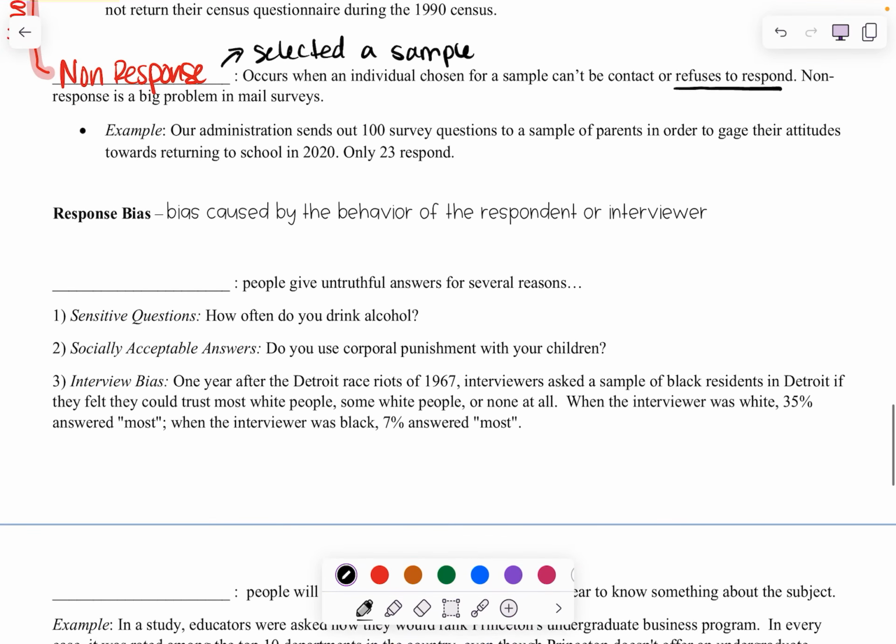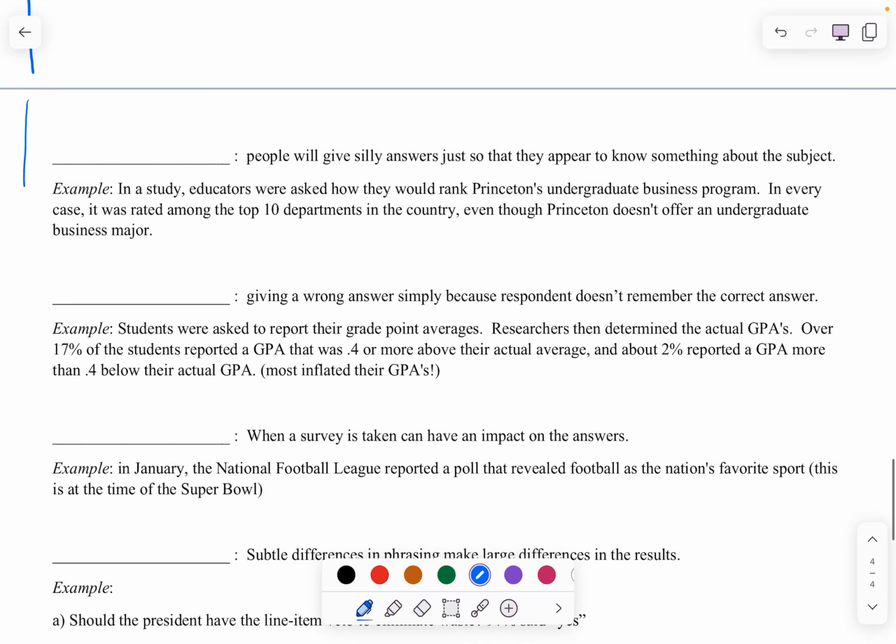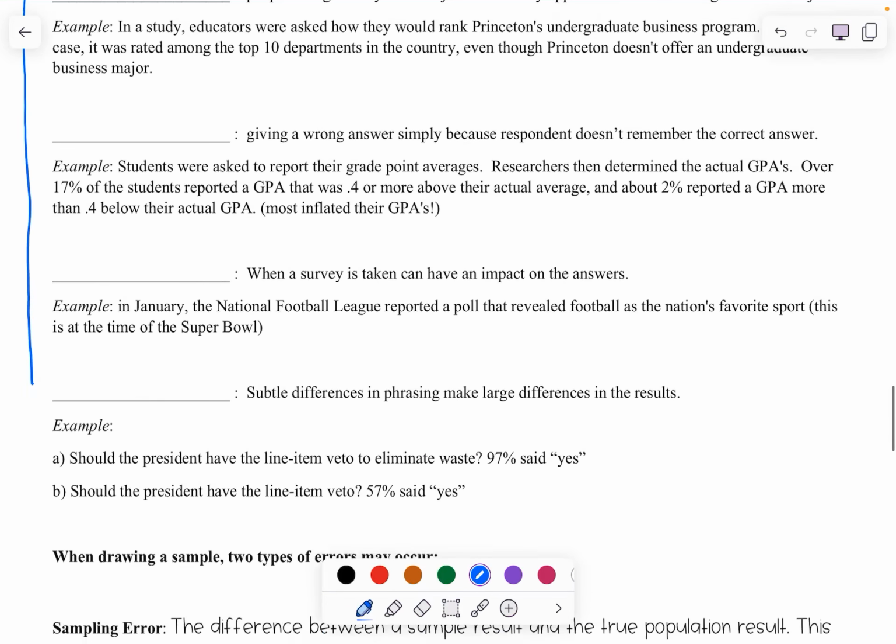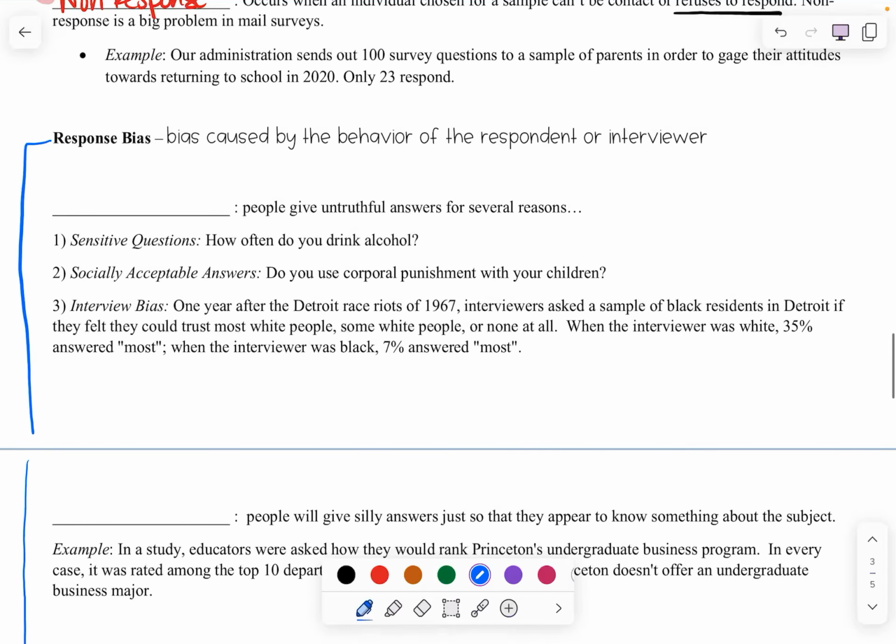Now, the last type of bias, and I'm going to do some more line drawing. All of the things that go into the next page are all kind of blanketed under this idea of response bias. So anytime you ask a question and the person doesn't answer truthfully, or they don't answer with what they really think, that is a form of response bias. And there's a couple of things that can kind of fall into that category.